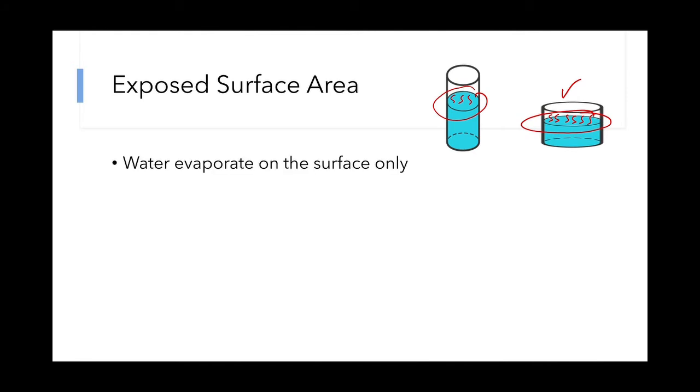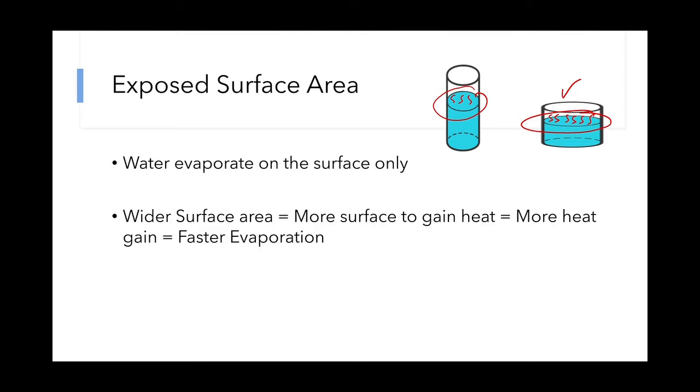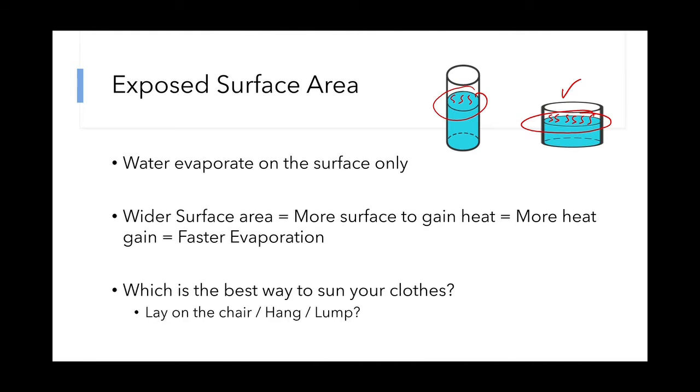And that's how exposed surface area affects the rate of evaporation. So when the surface area is bigger, you have more surface to gain heat, and therefore the evaporation is faster. So just very simple. Big surface area, fast evaporation, very logical. Bigger, faster, simple as that.